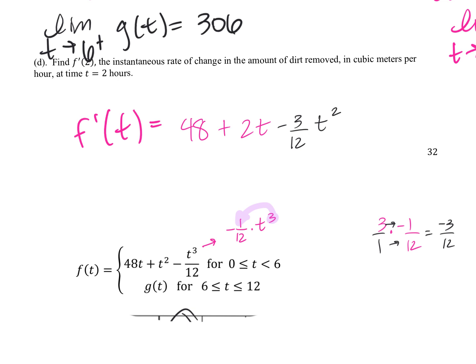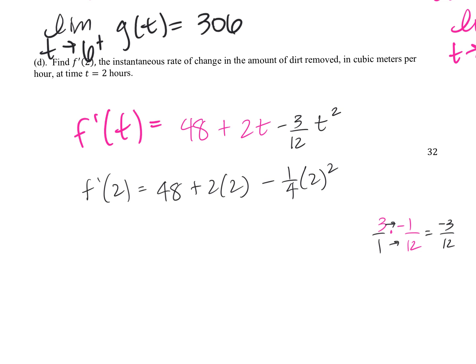You guys, they wanted f prime of 2. So now I'm just going to go replace every t with the 2. f prime of 2 is 48 plus 2 times 2, minus 3/12, which is 1/4, times 2 squared. I just threw in a 2 for all of my t's. Just because we got the time, let's do it. What is 48 plus 4 minus, what's this going to get me? 1. Yeah, 2 squared is 4, and 1/4 of 4 is 1. I agree, I got 51.